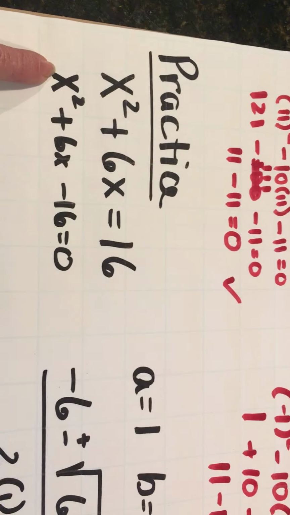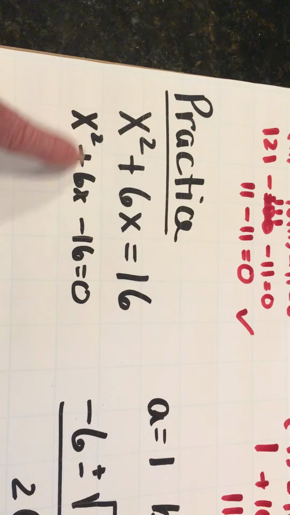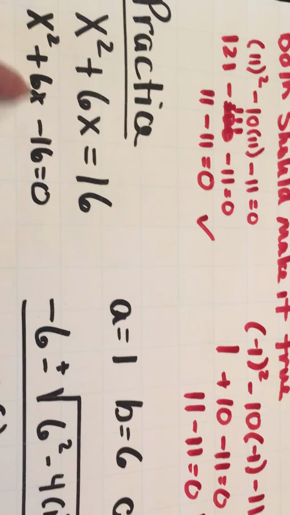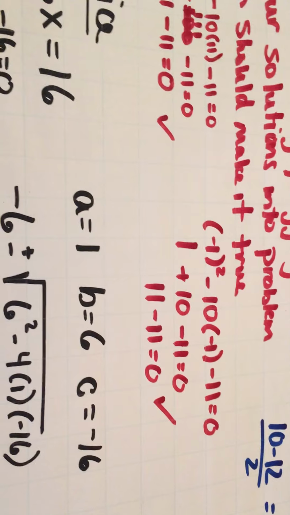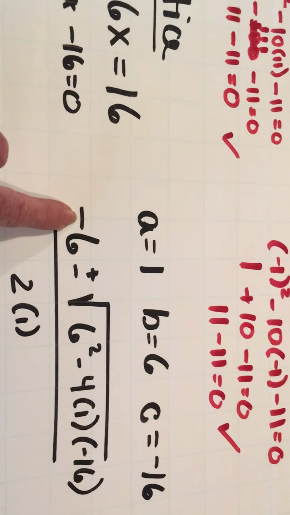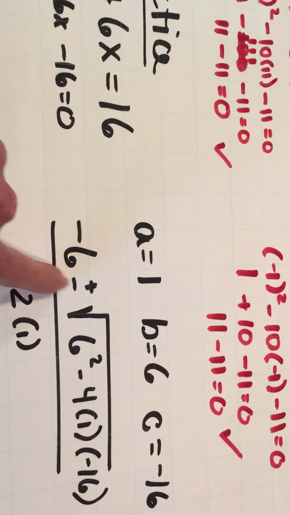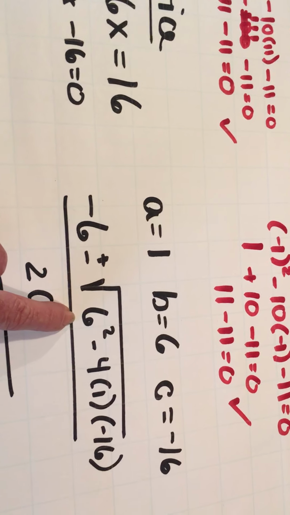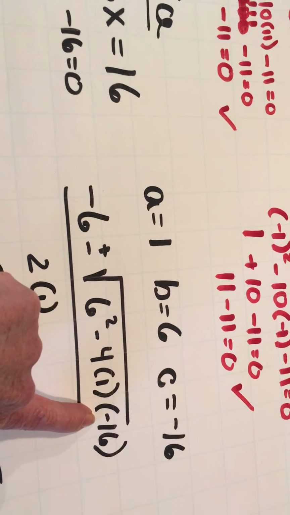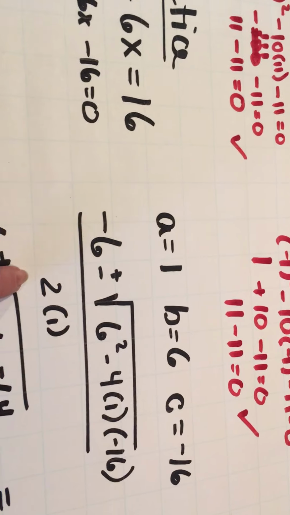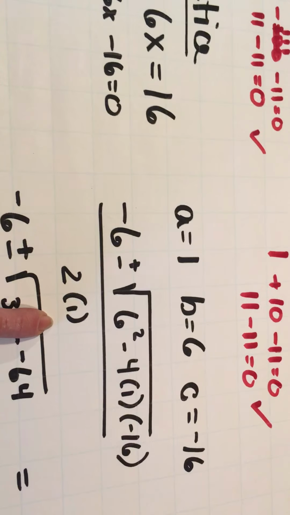A equals 1 because it's our coefficient on x squared. B is 6 because it's the coefficient on x. And C is negative 16. So we have the opposite of B, plus or minus the square root of b squared, 6 squared, minus 4 times our a value, 1, times our c value, negative 16, all divided by 2 times 1.